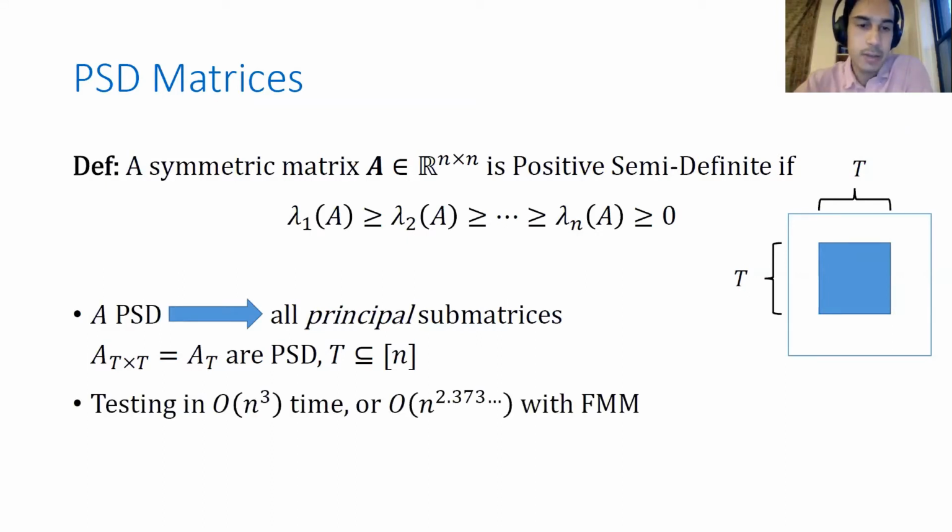Okay, another interesting fact to note is that if we wanted to, in general, test whether a matrix was PSD, we'd have to compute an eigen decomposition to look at the eigenvalues. In practice, this takes n cubed time, or in theory, this takes roughly n to the 2.373 time with fast matrix multiplication, which is the current exponent.